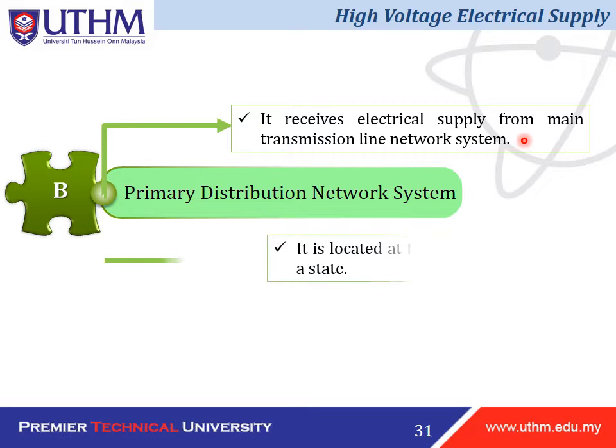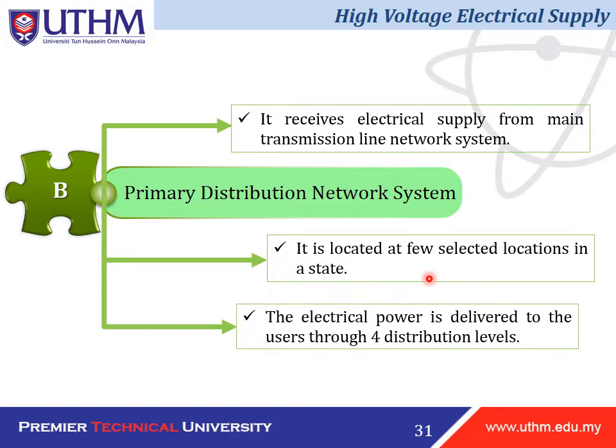For the primary distribution network system, it will receive electrical supply from the main transmission line network system. It is located at a few selected locations in a state. And then the electrical power is delivered to the users through four distribution levels. So we will discuss the four distribution levels.